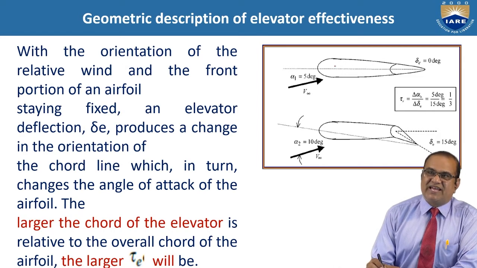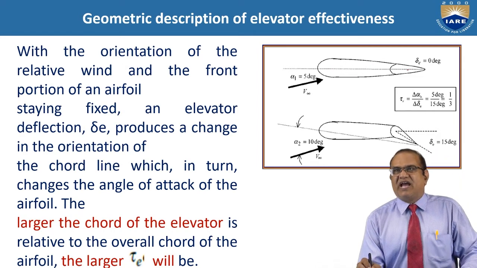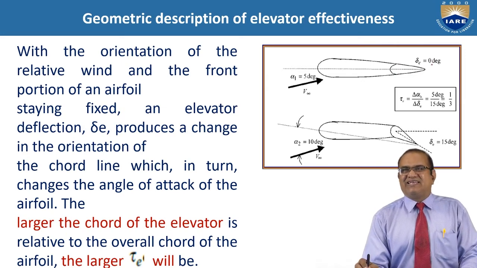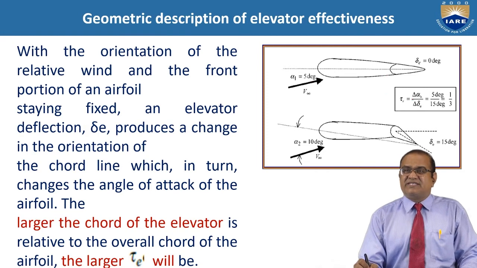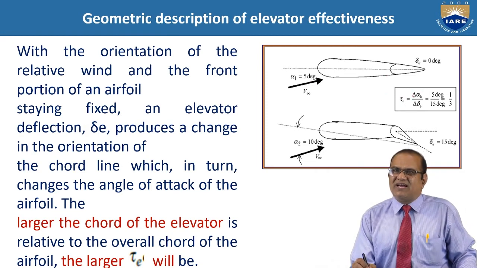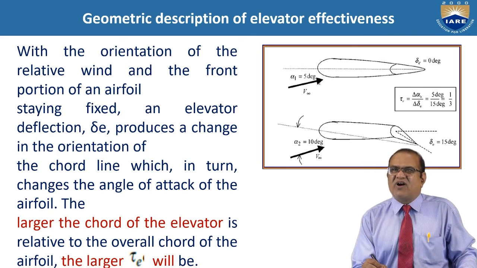In the first diagram, this is the airfoil and there is no deflection of the elevator, delta E equal to 0, and here alpha 1 is equal to 5 degrees. In this, tau E is equal to delta alpha H by delta E. So here it is 5 degrees.